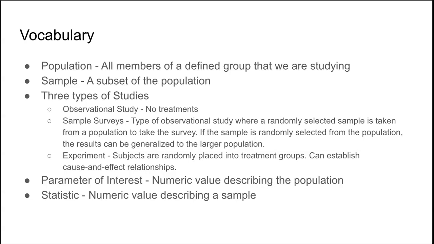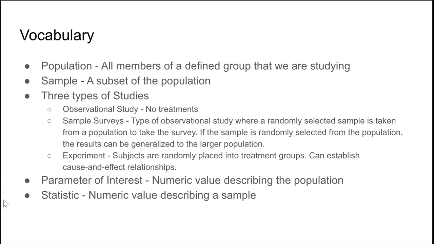Let's start by reviewing key information from earlier lessons. Earlier, we defined a population as all members of a defined group that we're studying. A sample is a subset of the population. We've looked at observational studies, sample surveys, and experiments.